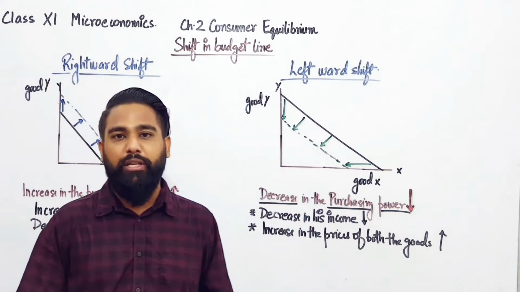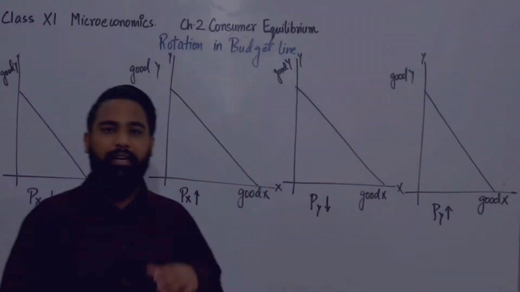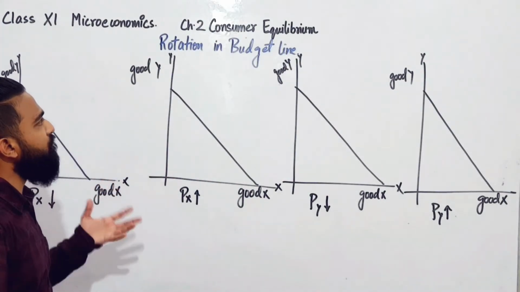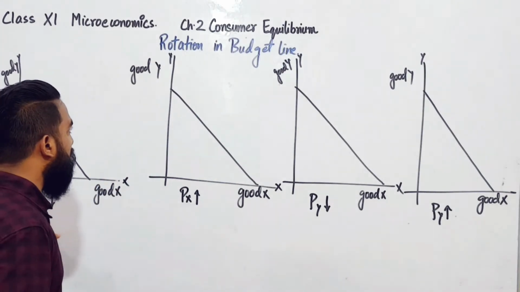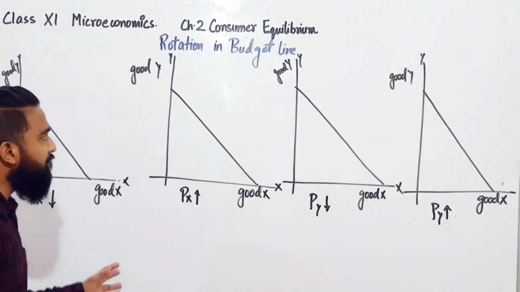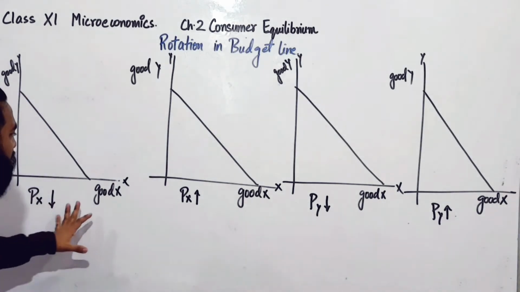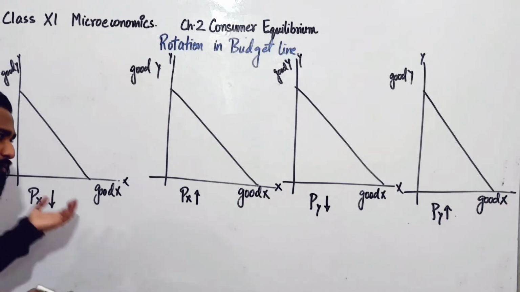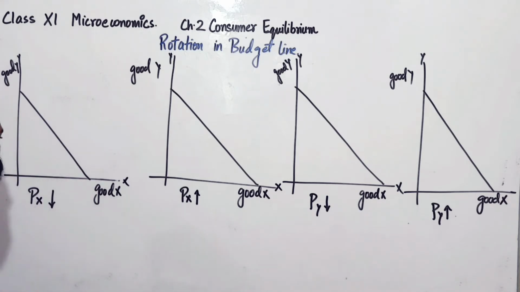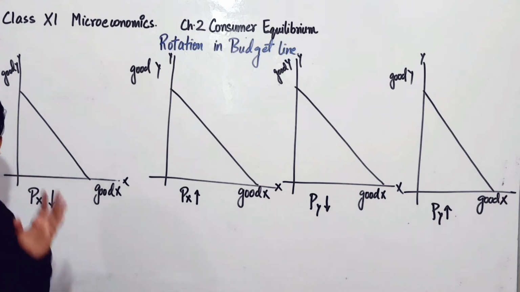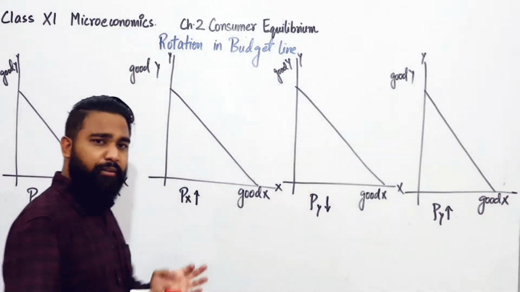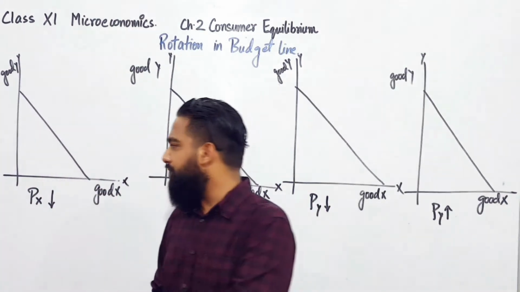Now students, let's come to the next topic, which is rotation in the budget line. Now, we have studied the shift, now it's time for rotation. Now, there are a total of 8 conditions. Let's start with the first condition where the price of good X decreased. Everything is constant, but the price of good X has decreased.